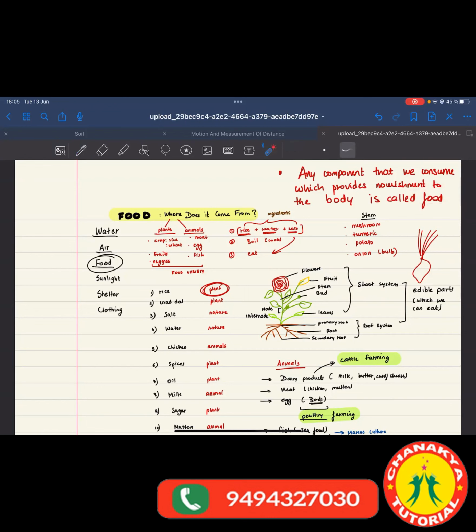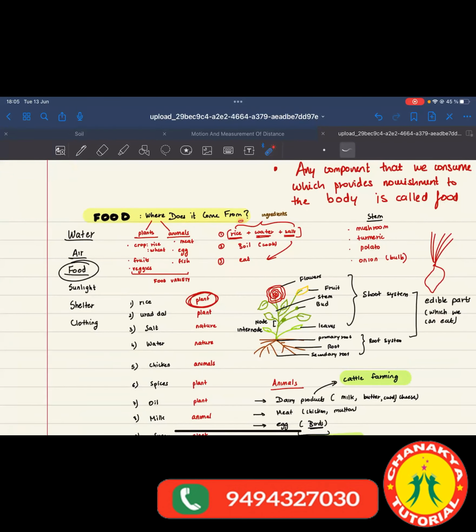In order to make this food, we put in a lot of materials into it. For example, you're going to make rice. For making rice, you take the raw rice, add water, add salt, then boil it, cook it and eat it. So this rice, water, and salt are called the ingredients. The components or materials that are required for preparing the food item are called ingredients. I'm repeating again: the components or material that is used for preparing the food is called the ingredients.